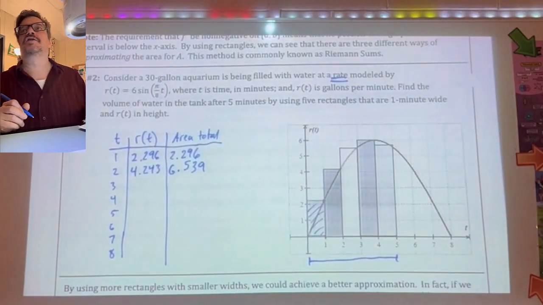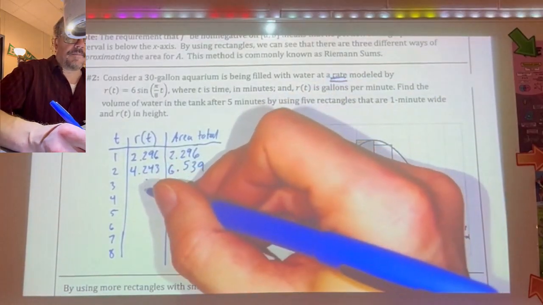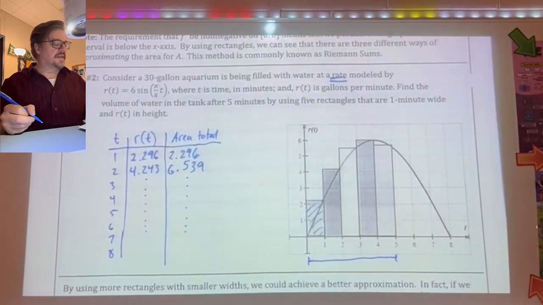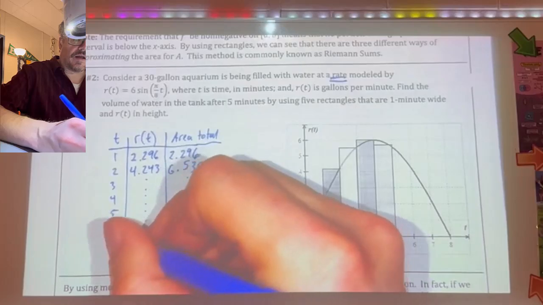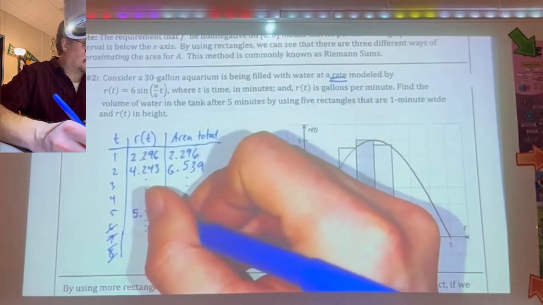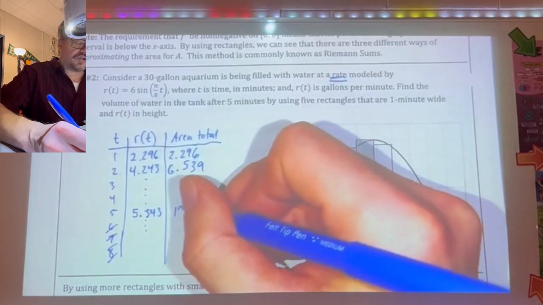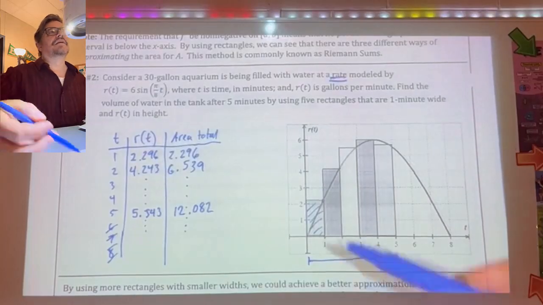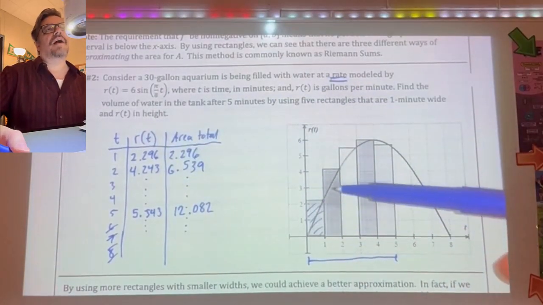Is it okay if we just do a couple more? Okay, you get the idea, right? In fact, let's go all the way down to 8. This process is just going to continue. Oh no, I'm sorry, we go to 5, don't we? Just go to 5. At 5, it goes 5.543, but then that total reached 12.082.